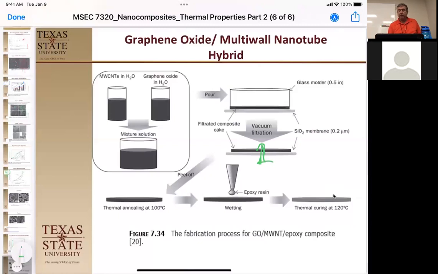And then when they took it, they knew they had a porous material, and when it was annealed, they infused it with epoxy, then they cured it.